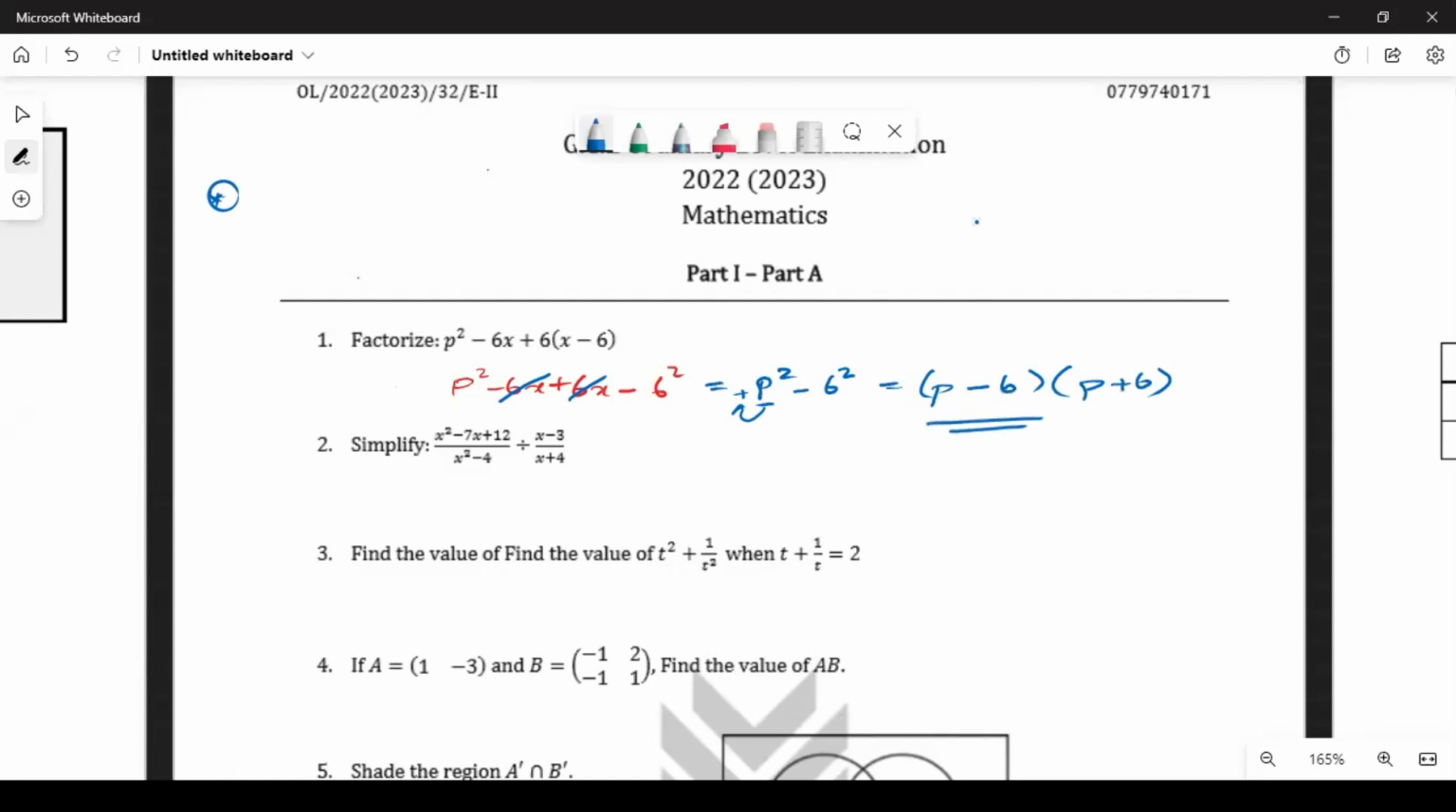Some people might ask me, sir, can't we write it as P plus 6 into P minus 6? Is it wrong? No, it is not wrong. It is 100% correct. Always remember, bracket means a multiplication. So let's say you have 2 into 3. The same answer you will get when you multiply 3 into 2. So P plus 6 is something like this entire 2, this complete 2. This entire P plus 6 is a family.